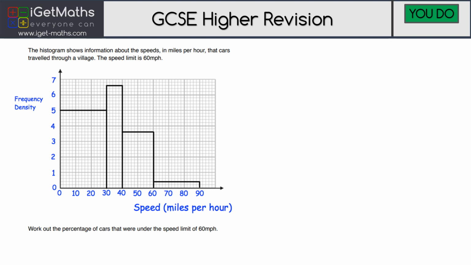Okay, so the histogram shows information about the speeds in miles per hour that cars travel through a village. The speed limit is 60 miles per hour. Work out the percentage of cars that were under the speed limit of 60 miles per hour. So again, like the previous question, your frequency is equal to the frequency density times the class width.